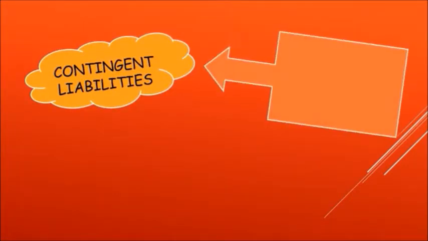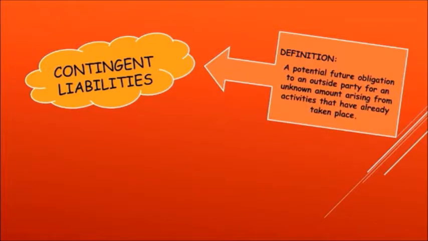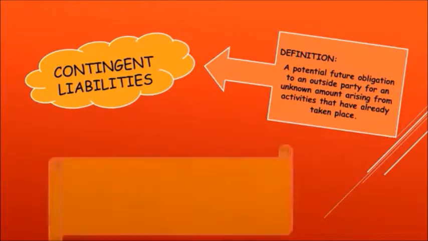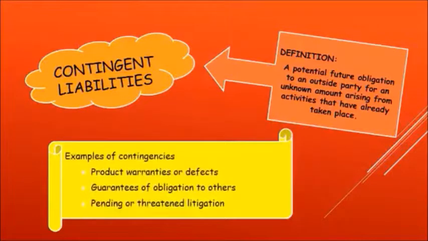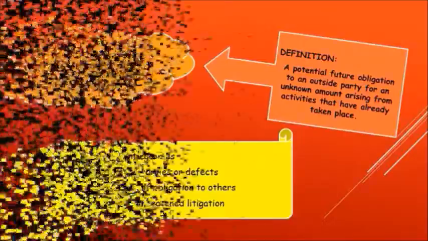A contingent liability is defined as a potential future obligation to an outside party for an unknown amount, arising from activities that have already taken place. There is a risk that it will not be completely and properly disclosed. Examples of contingencies include: 1. Product warranties or defects. 2. Guarantees of obligations to others, for example, a corporate guarantee given to lenders for loans to another party. 3. Pending or threatened litigation, for example, pending litigation or court cases, and options to purchase.